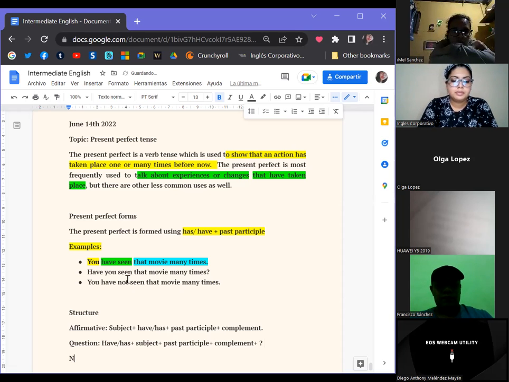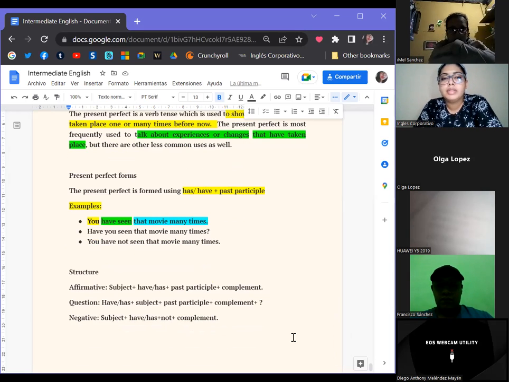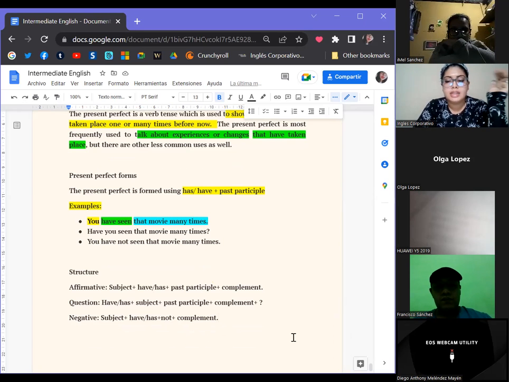And for the negative, we have subject, plus have or has, plus not, plus complement. So we have the three structures that we are going to use with this tense. So in that case, we are just going to complete the information that we have in the structure. It is not necessary to change anything, because in that case, we have the formula in which we are going to complete the information. We know that in all of the tenses we are going to use this kind of structures to help us to create simple sentences.